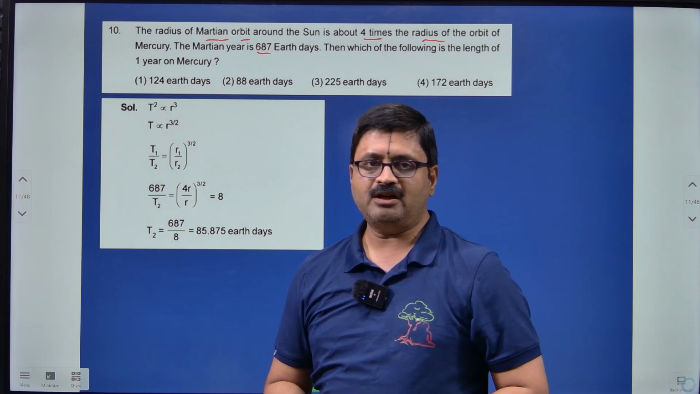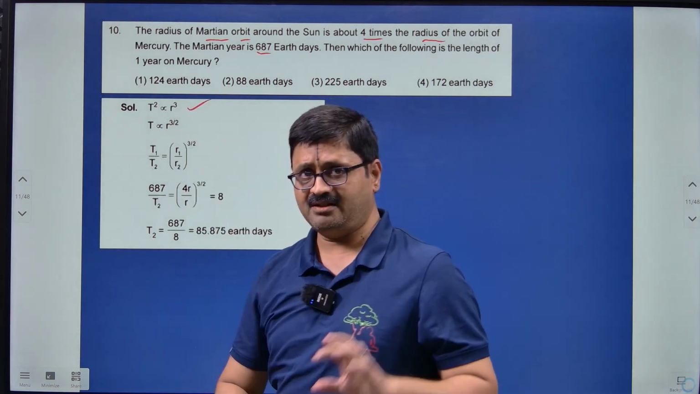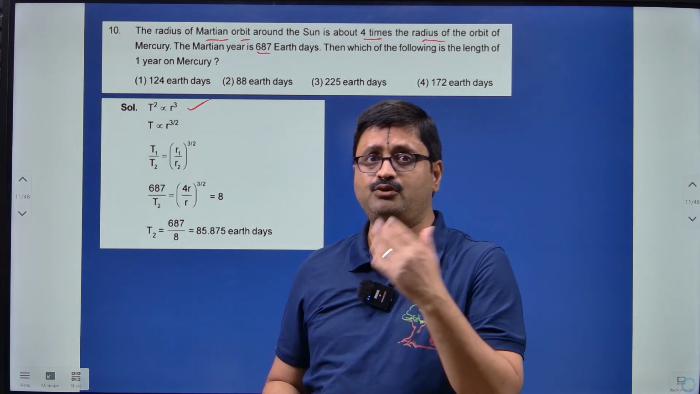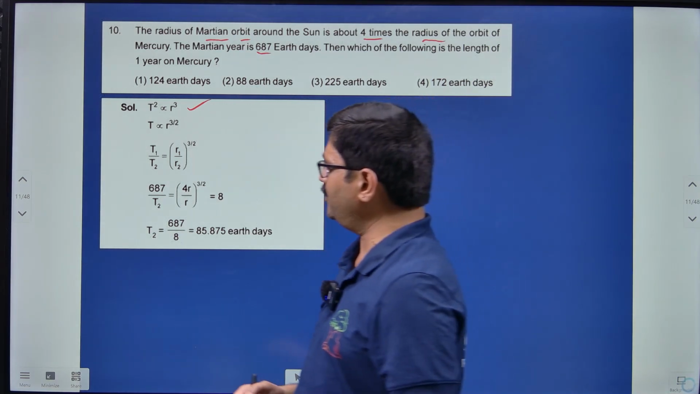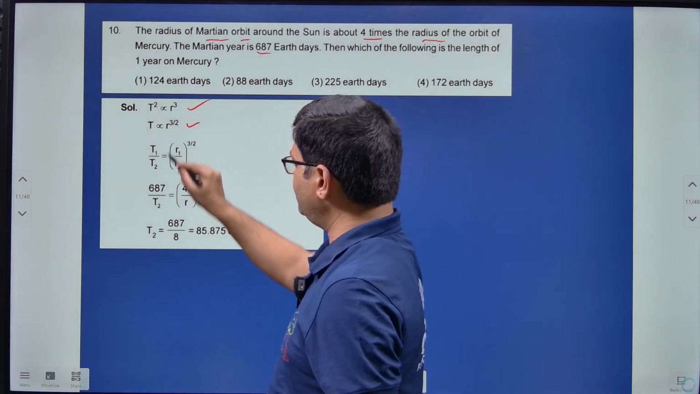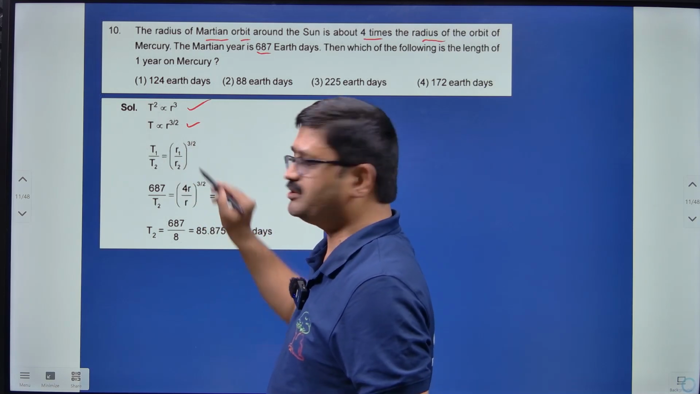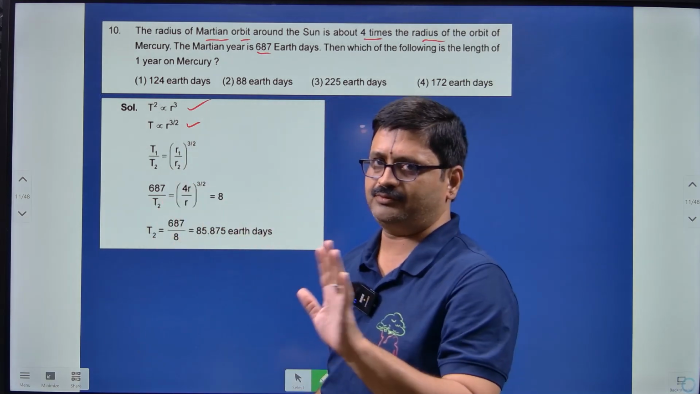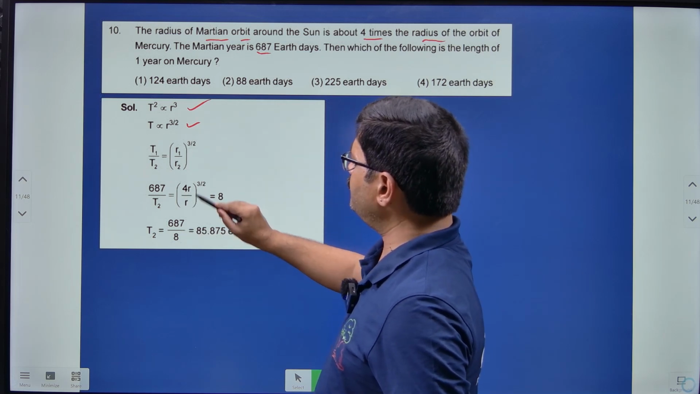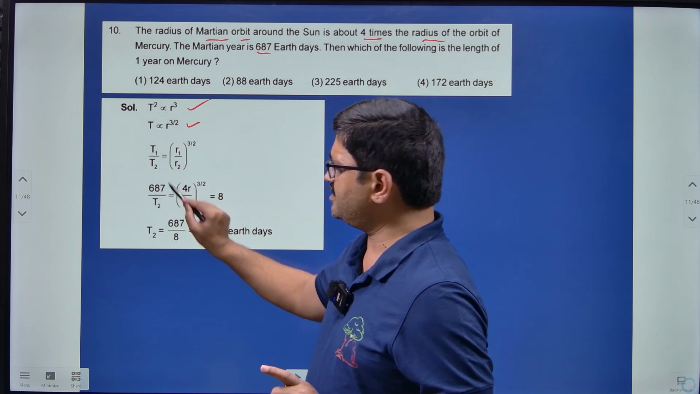Okay. Now this question is based on Kepler's law, correct? So we know that square of time period is directly proportional to cube of the radius. So accordingly T becomes equal to what? R to the power 3 by 2. So hence I'll just extract the ratio out of it. T1 by T2 equal to R1 by R2 whole raised to 3 by 2 will get. So let us go ahead and put the values here. What is R1 here? R1 is 4R and R2 is R, and T1 is 687.